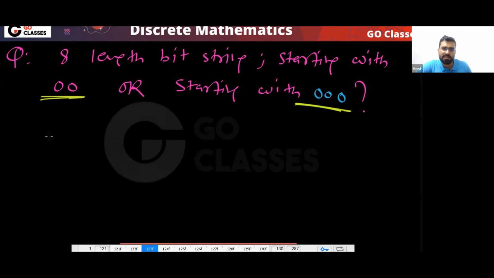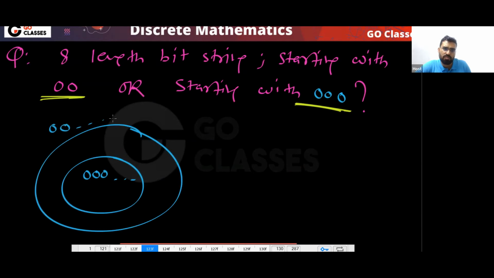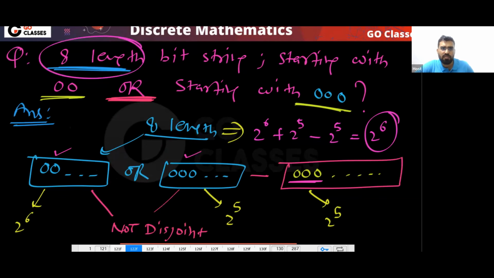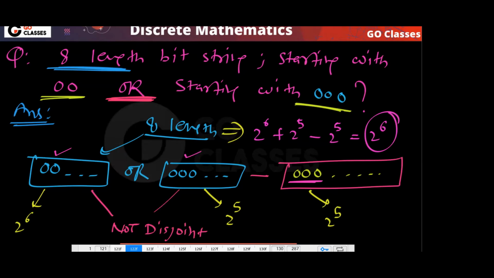Because starting with 0, 0, if these start with 0, 0, 0, then these also start with 0, 0. Any string that starts with 000 will also start with 00. So this is like a superset. Which 8 length string will start with 00 and 000? Common means it should start with 00 and it should start with 000. What is common between them? Starting with 000.